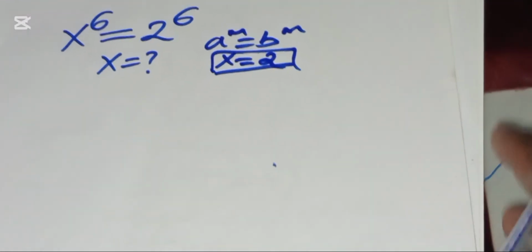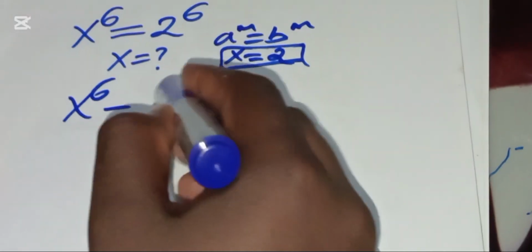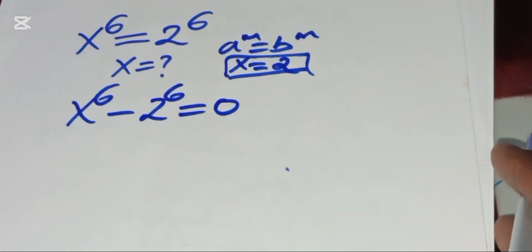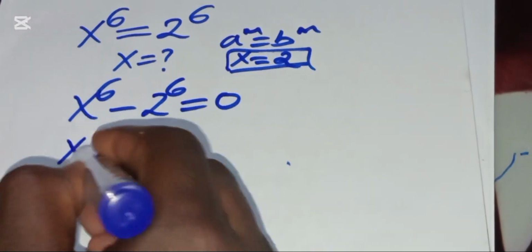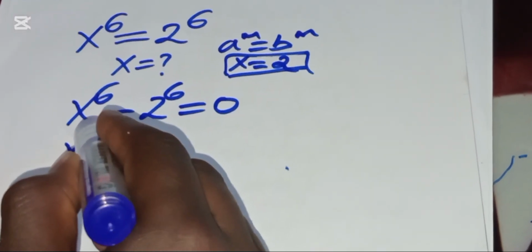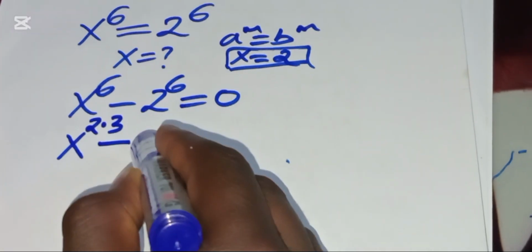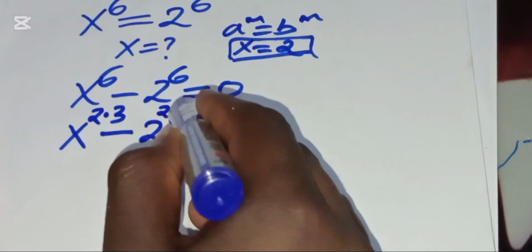So let's proceed and solve for the remaining solutions. We have x raised to power 6, subtract 2 raised to power 6, equal to 0. All right. Now we can express x raised to power 6 as x raised to power 2 times 3, subtract 2 raised to power, which is again 2 times 3. This is equal to 0.